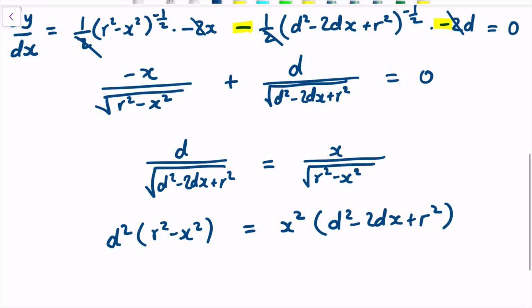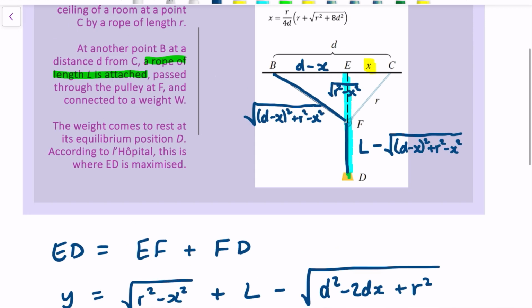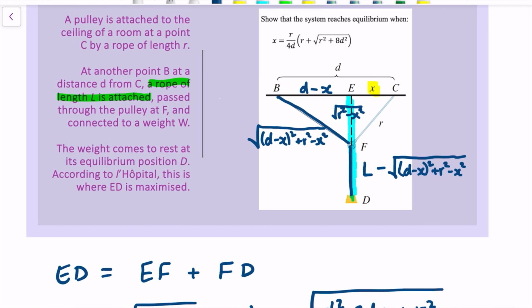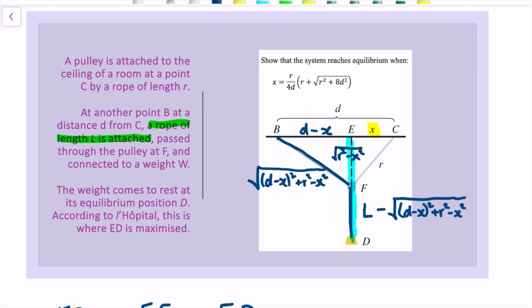Now, this looks quite complicated. We're trying to solve for x. We're trying to find a position where this system will be at rest, and therefore, what did he call it? Equilibrium. The equilibrium position. We're trying to identify that. Show that the system reaches equilibrium when x is equal to this expression. So it looks like a messy expression.